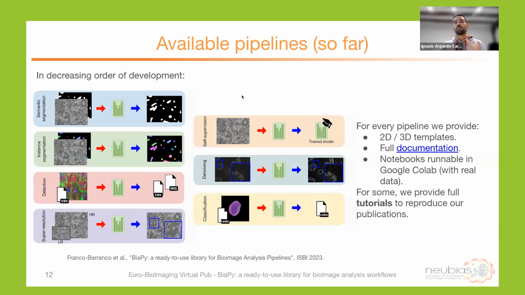So in summary, for every pipeline, we have 2D and 3D templates. So 2D and 3D YAML files, where we have full configurations that work out of the box with full documentation. By the way, I put the link here, but I will send you the link to the presentation later because otherwise it doesn't make sense. I'll put it in the chat. And then for all these pipelines, we have notebooks that are runnable locally or in Google Colab with real data. So we already provide some data samples, public data that you can run to check all the pipelines.